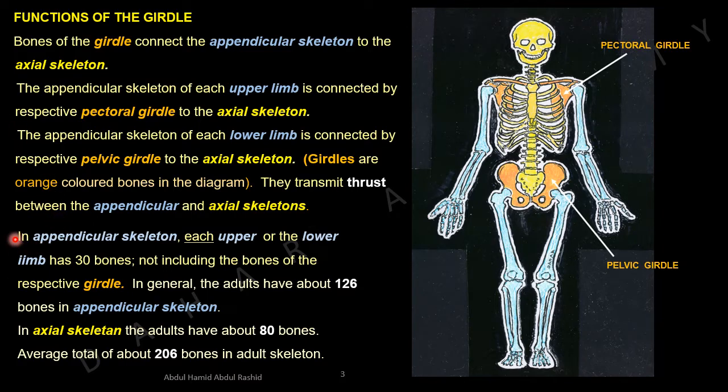In the appendicular skeleton, each upper or lower limb has 30 bones, not including the bones of the respective girdle. In general, adults have about 126 bones in the appendicular skeleton. In the axial skeleton, adults have about 80 bones. Average total of about 206 bones in the adult skeleton.